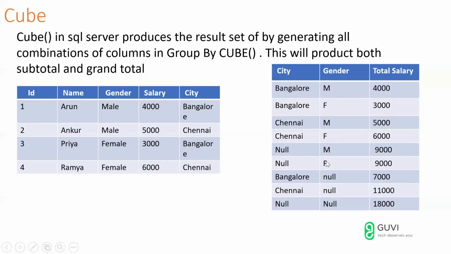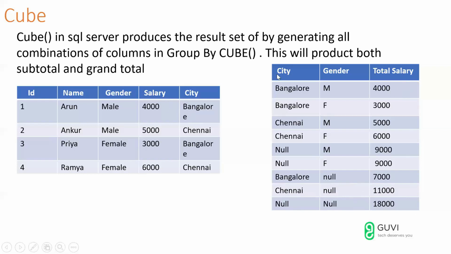Now, what are the other combinations? We keep only gender and city as null. So male and female, you don't worry about city, you aggregate it. Male, if you sum it up, is 9,000 and female is also 9,000. So you do male and female separately without the city combination. Another combination is city without gender. Bangalore has 7,000 as the sum of salary, Chennai has 11,000. You do the city as well and you do the grand total, which is the summation of all this, 18,000.